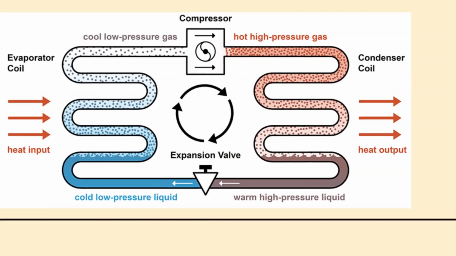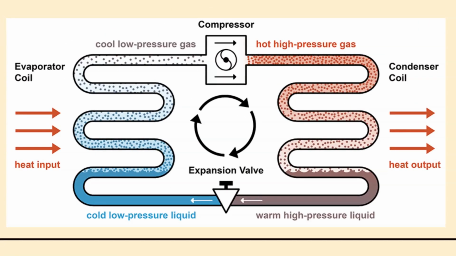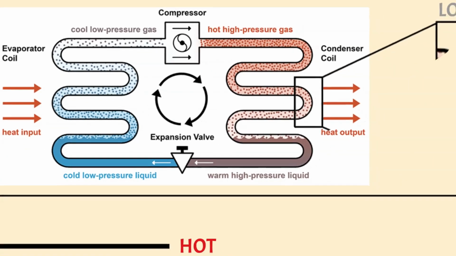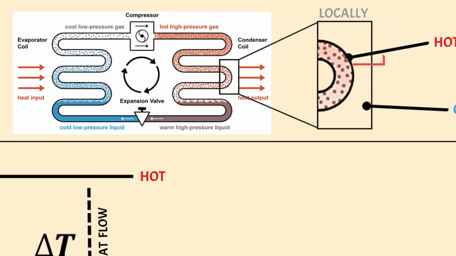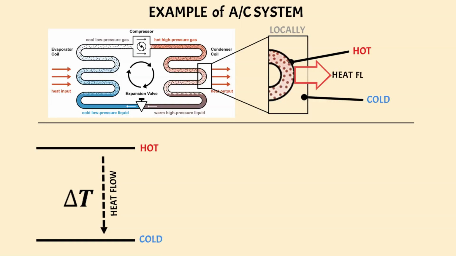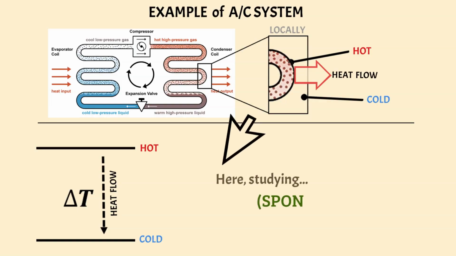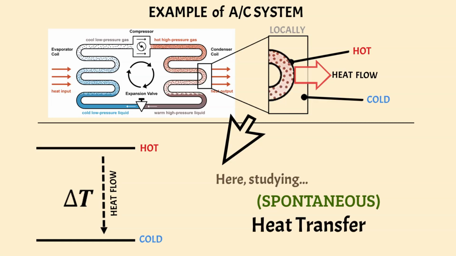Now, let's unpack the AC system for clarification. It's a refrigeration cycle with two closed loops, divided by an expansion valve and a compressor that does the work. From left to right, heat appears to flow from the cold evaporator coil to the hot condenser coil. But, zoom in onto a single coil, and heat flows naturally from the warmer tube wall to the colder surroundings, aligning with thermodynamics. The study of heat transfer focuses on this type of spontaneous process.